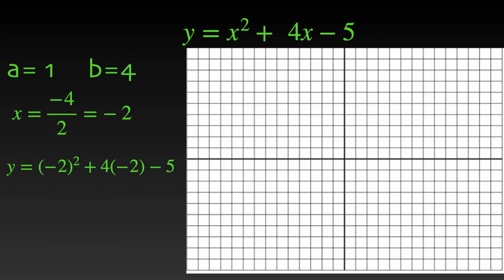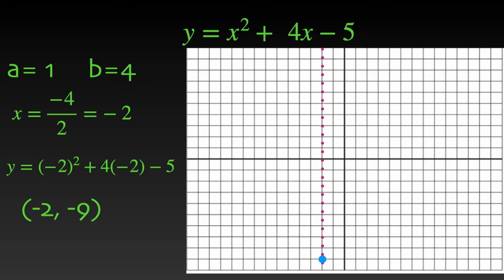When I plug -2 into my original equation, -2, the whole thing quantity squared, is going to be +4, plus 4 times -2, which is going to be -8, minus 5. And when all is said and done, and I follow the order of operations, I get (-2, -9) for my vertex. So there's my axis of symmetry at -2. My vertex is at (-2, -9). Now notice it's an upward parabola. It has a long way to go before it hits the x-axis.